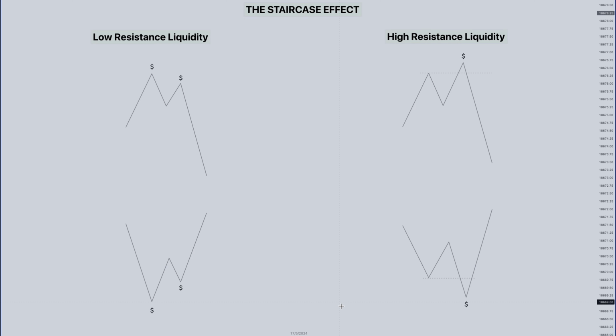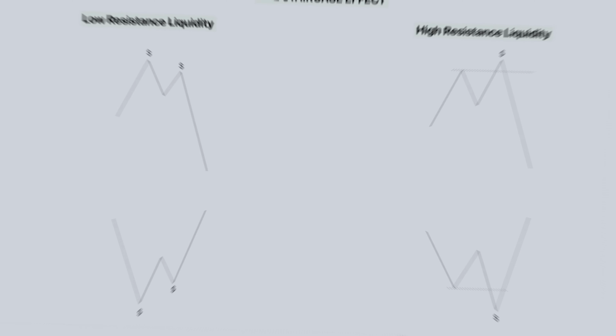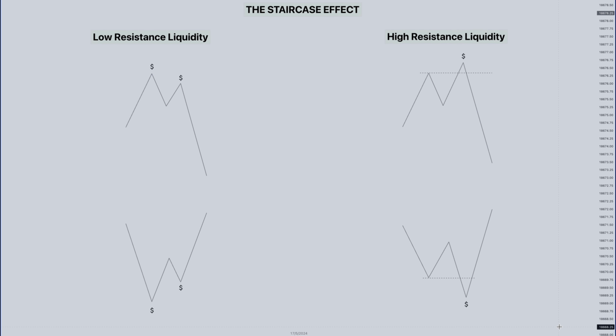When I'm attacking the market, I want to target low resistance liquidity because low resistance means low defense and it's going to be an easier and cleaner move. With this new knowledge in mind, I want to introduce the staircase effect. And it's a signature in price you're going to recognize everywhere. And basically looks like this.